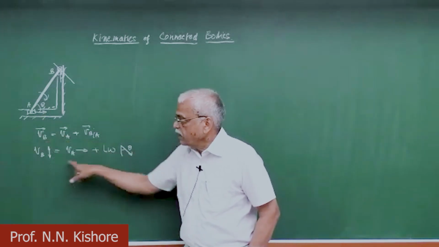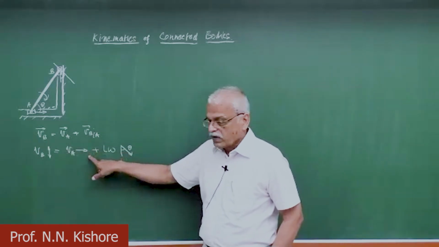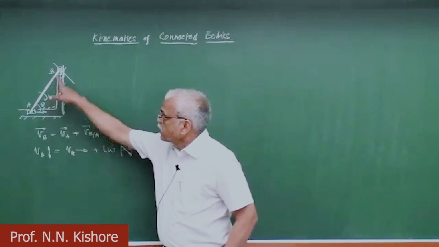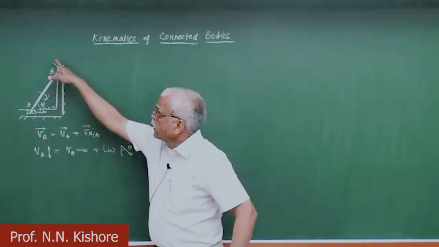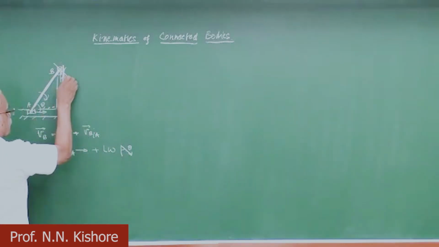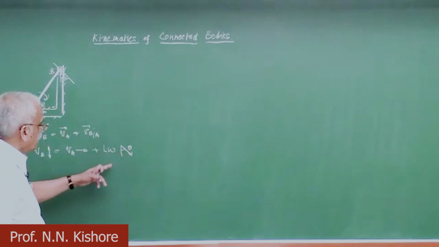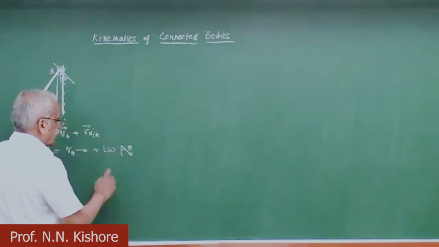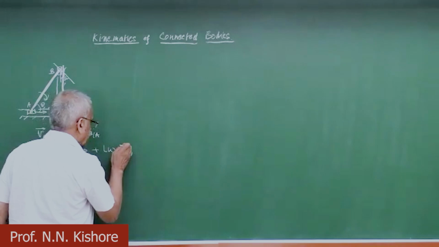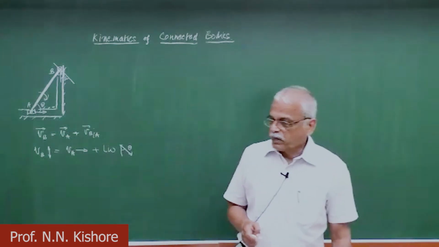If you want to write it in the form of arrows like this one, VB is known to be moving vertical, VA is horizontal, and then this is the velocity of B with respect to A. We know that it is perpendicular to AB, and if this is theta, this is also theta, so we can represent it in this manner, right? Here again, we do not know whether it is moving up or down, okay? Only that we know that it is perpendicular to this.